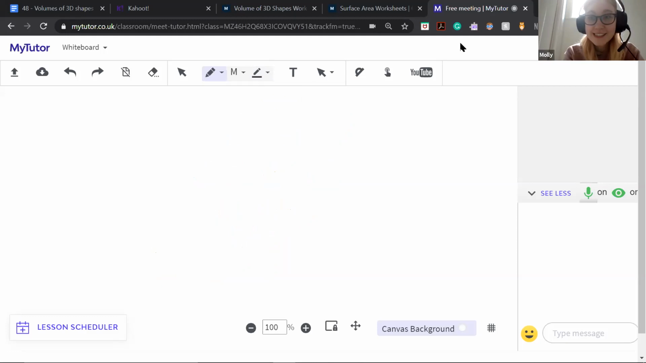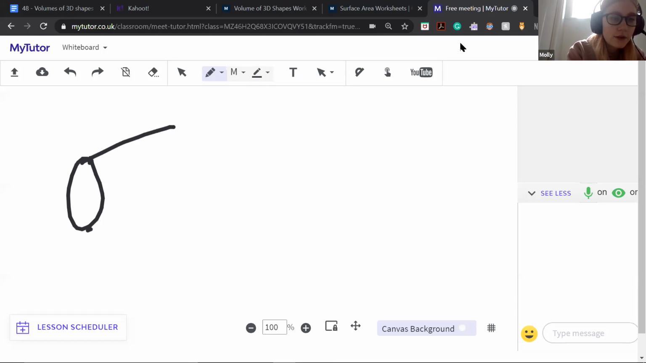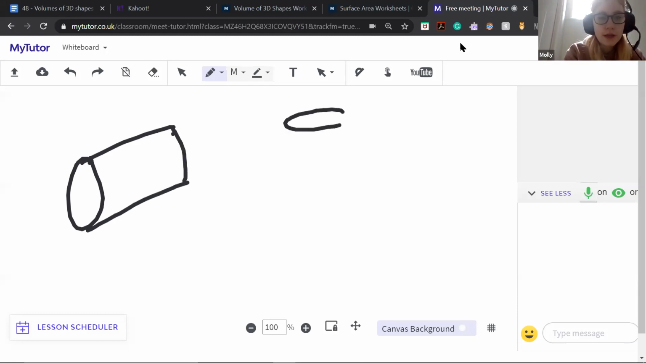So the next one is cylinders. Now the secret with cylinders is they're just circular prisms. You take a circle and you stretch it, you've got a cylinder. So we either see them drawn like this as a kind of long tube, or on its top like this.